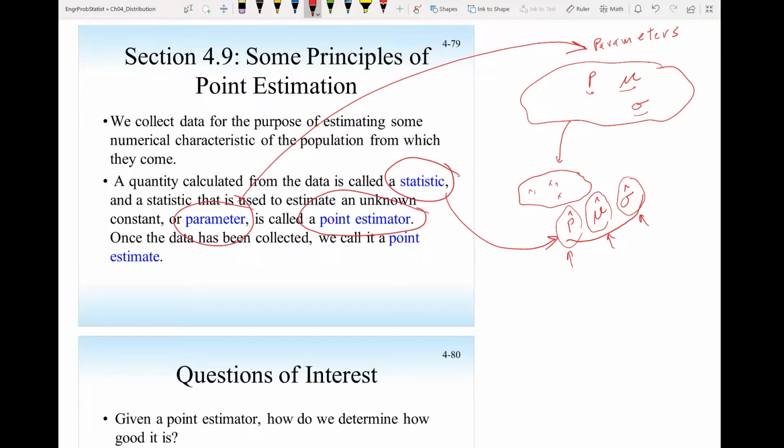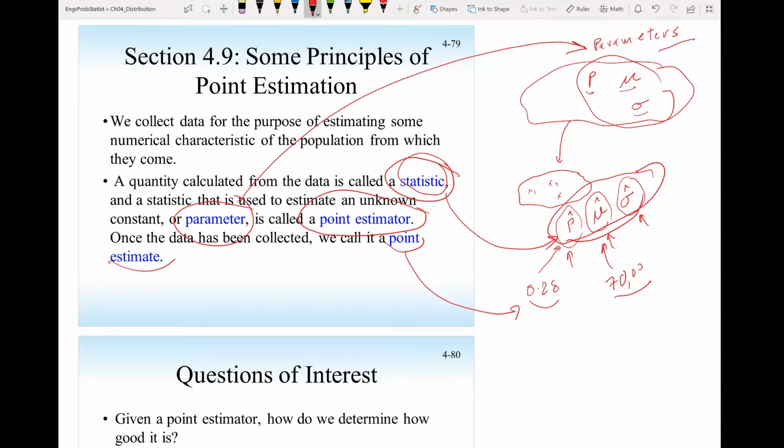After we figure out a certain value, for example, we come up with a proportion of 0.28 or mu, the average salary, of 70,000, these values we call point estimates. So these are parameters, and these are statistics. The algorithm that assigns a value to the statistic, we call a point estimator. And when we assign an actual value to each of these p hat, mu hat, we call it a point estimate. And why point? Because it's a single value.